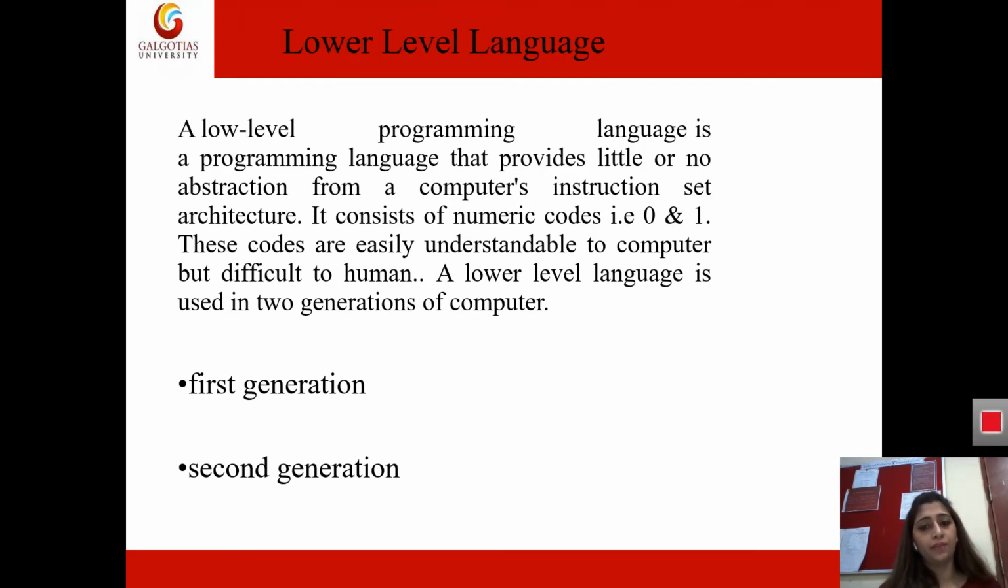Lower level languages are computer-understandable languages and are very difficult for humans to understand. Low level languages were used basically in the earlier two generations, the first generation and the second generation. In these two generations only, the low level language was used.